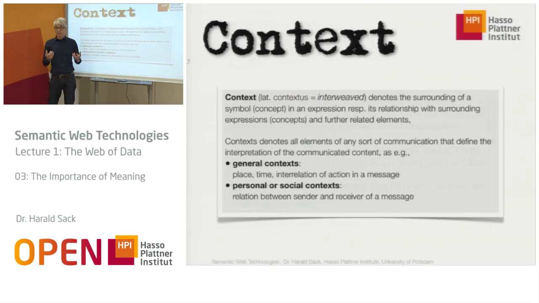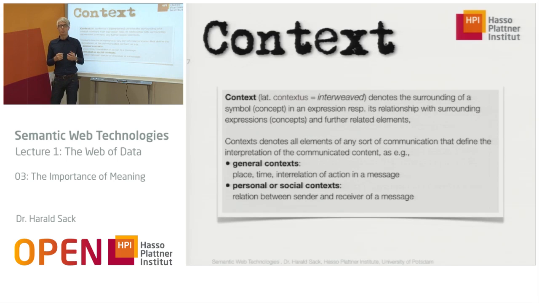The next concept we have to talk about is context, because context really is important to make sense of the semantics and to determine the meaning. Context itself is a Latin word, and it comes from contextus, which means interwoven, and this denotes the surrounding of a word or of symbols in an expression, or the relationship of this expression to the surrounding expressions and to further related elements. So the context denotes all elements of any sort of communication that define the interpretation of the communicated content.